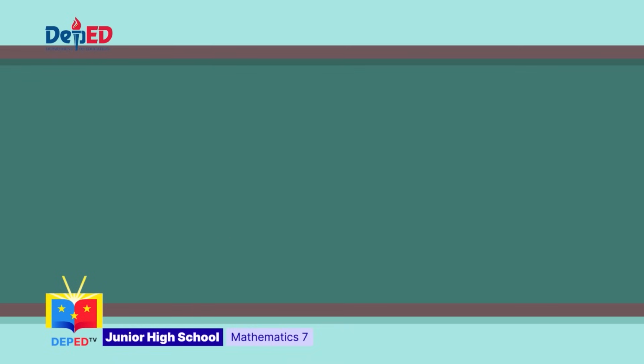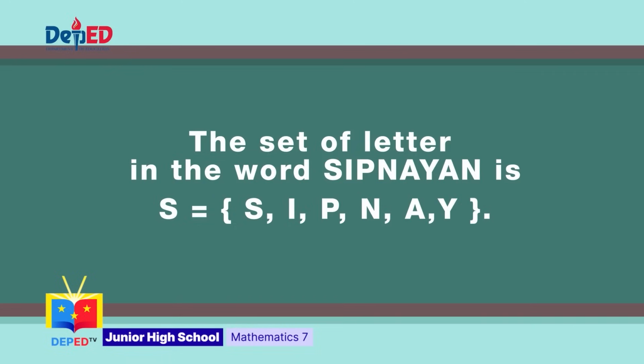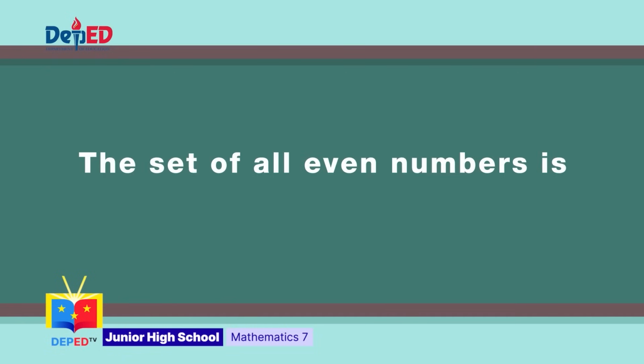Second, set S is the set of letters in the word Sipnayan. Set S contains the elements S, I, P, N, A, and Y. And set E is the set of all even numbers. Thus, set E contains the elements 2, 4, 6, 8, and so on.